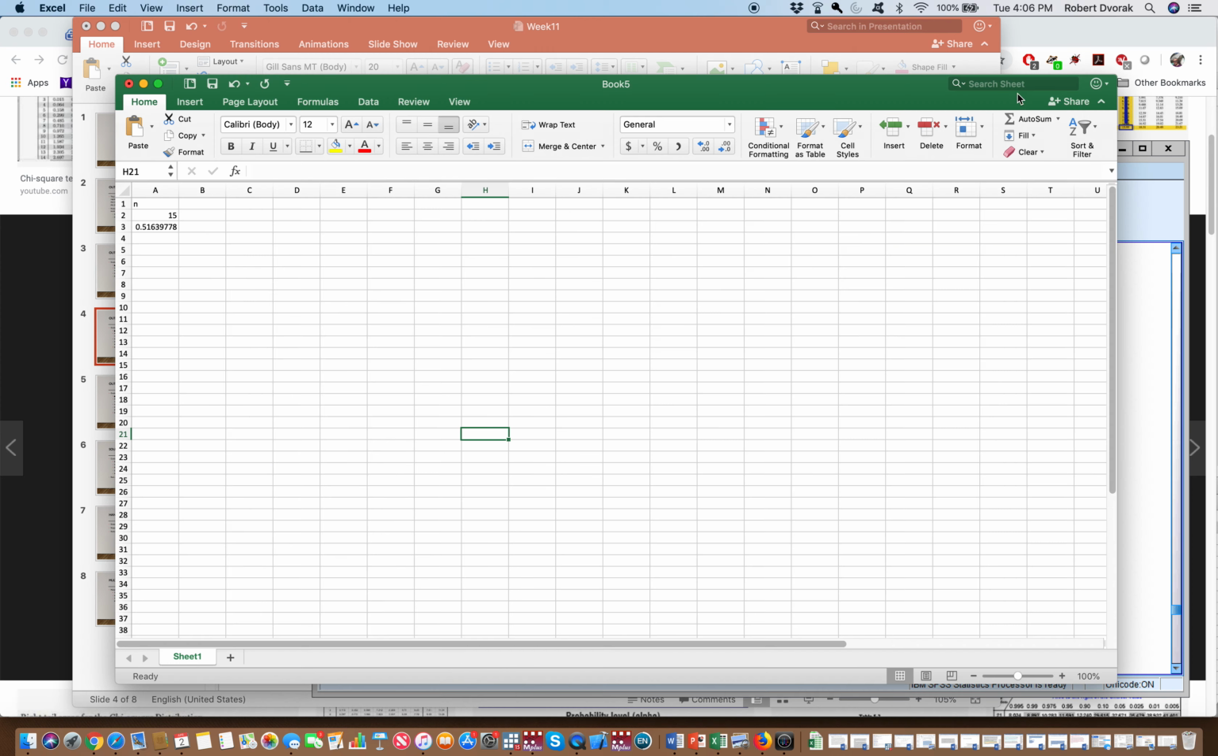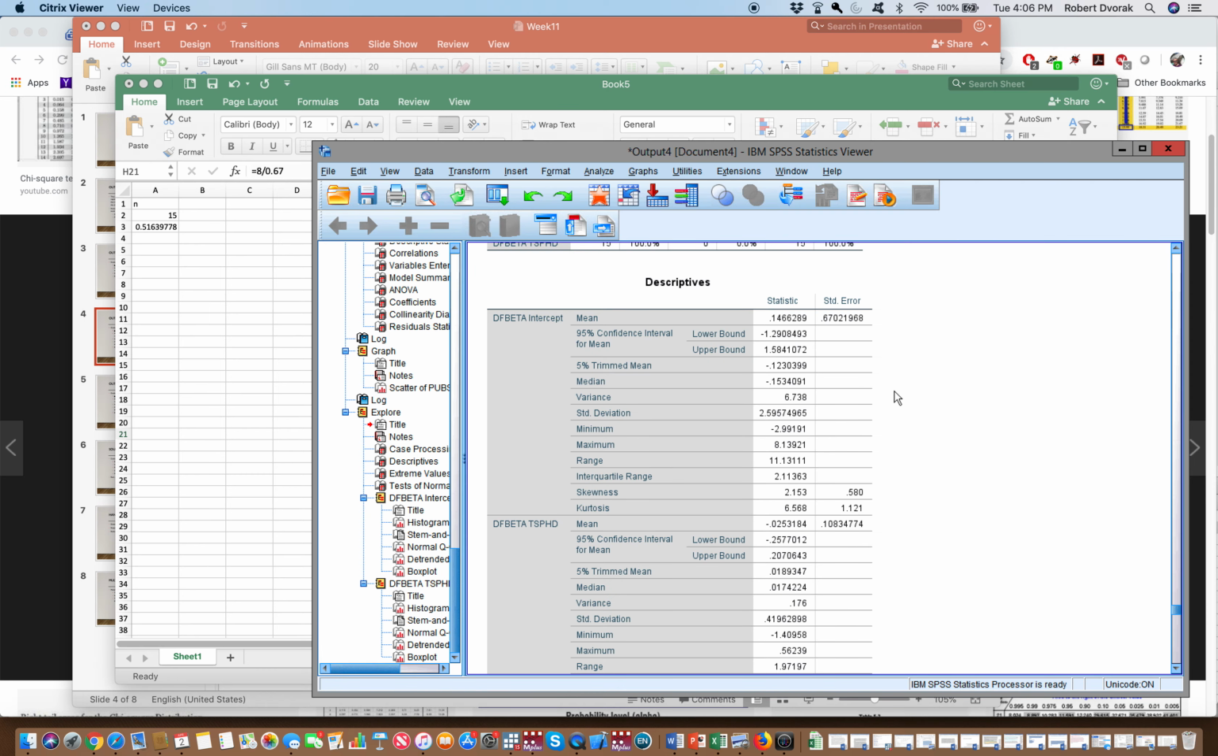Now, if we divide that 8 by 0.67, and I'm saying 8, it was technically 8.13 if you remember, because that was the effect of that single observation on the intercept. We can see that this is a z-score of 11.94. That means that that observation is changing the intercept by almost 12 standard deviations.